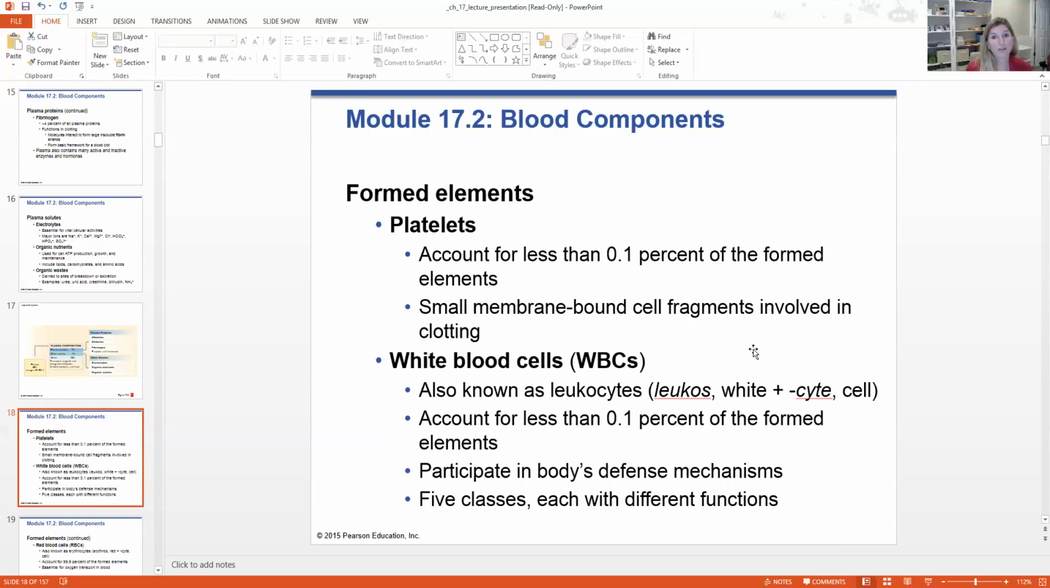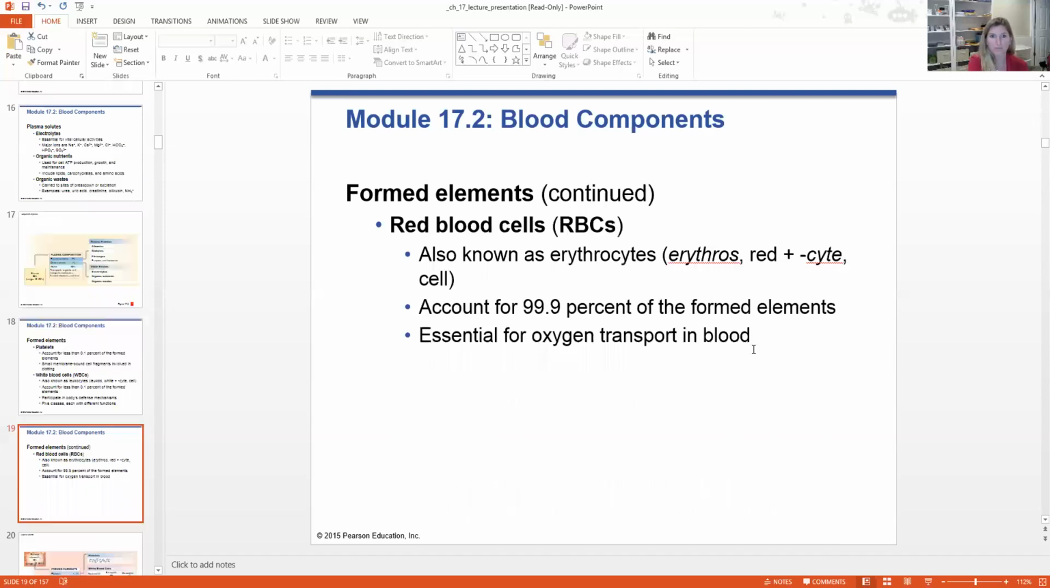You also have white blood cells, or WBCs. They're also called leukocytes. Leukocytes, when you break down that word, the prefix leuko, white, cyte, cell, so these are literally translating to white cells. Again, less than 0.1% of all formed elements are these leukocytes. These are our body's defense mechanisms. There's 5 classes of them, each with different functions, which we will talk about later. This is just an overview.